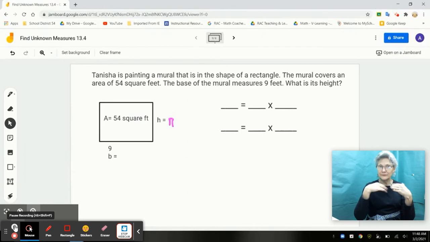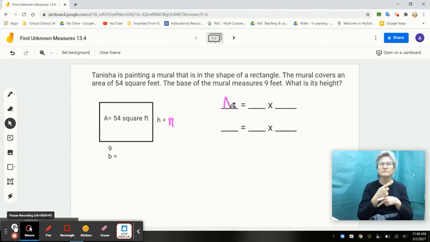Okay, we are solving for area. We've discussed that. So we're going to say area A equals what? That's right, base times height. That's our formula for area of a rectangle. Now let's fill in some of this information that we know from the problem. Do we know our area? That's right, we do, and it is 54 square feet. Do we know our base? We do, it's 9 square feet. Do we know our height? No, we don't, so we're gonna put that n in there.